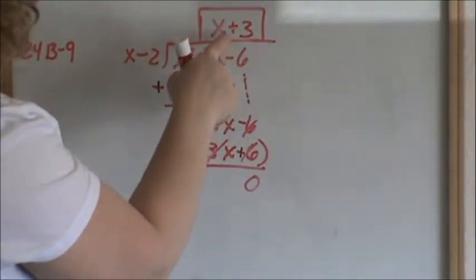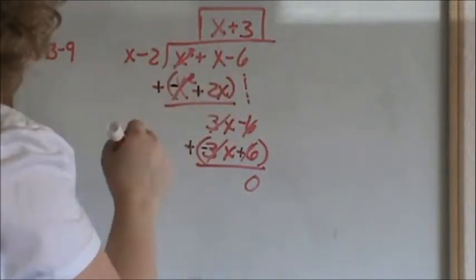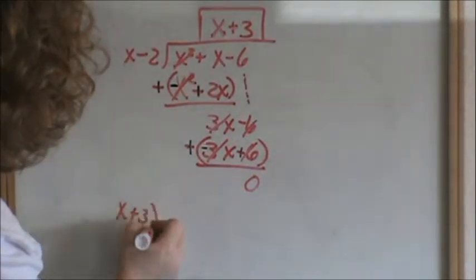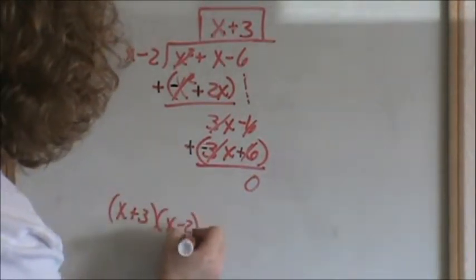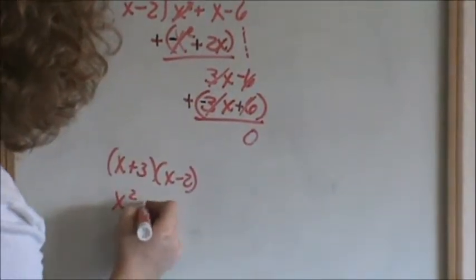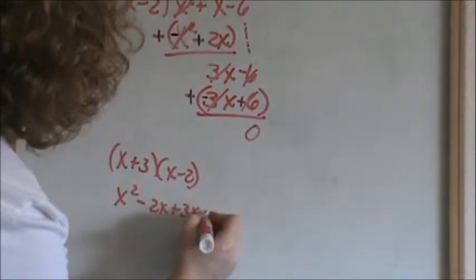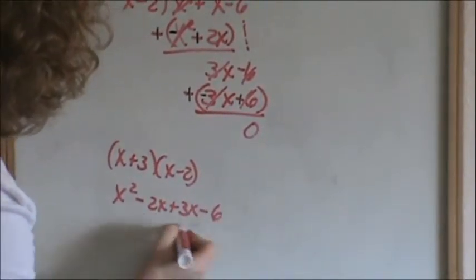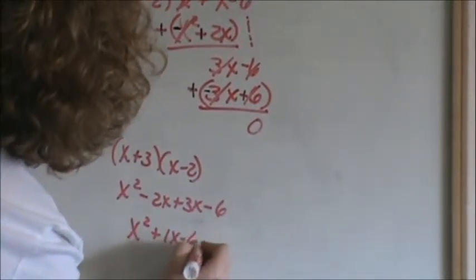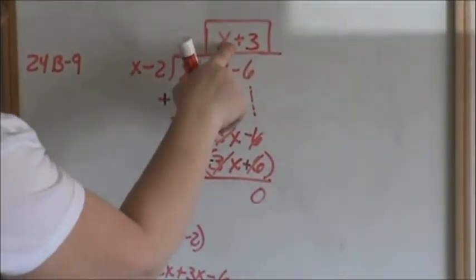And you can check it by saying this times this should be what's under the division symbol. So we can say x plus 3 times x minus 2 should equal what's under our division symbol. If we FOIL this out, x squared minus 2x plus 3x minus 6. Adding our like terms, x squared plus 1x minus 6, and that is what's under our division symbol. So x plus 3 is the answer.